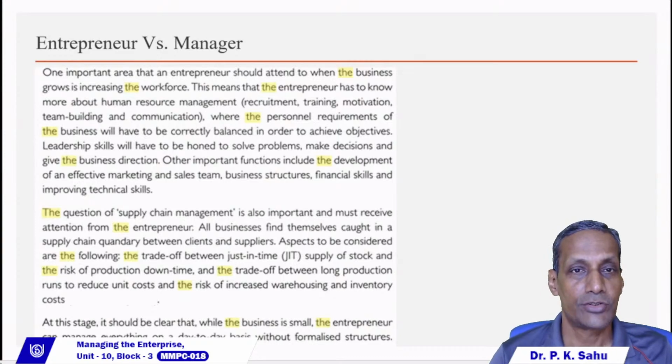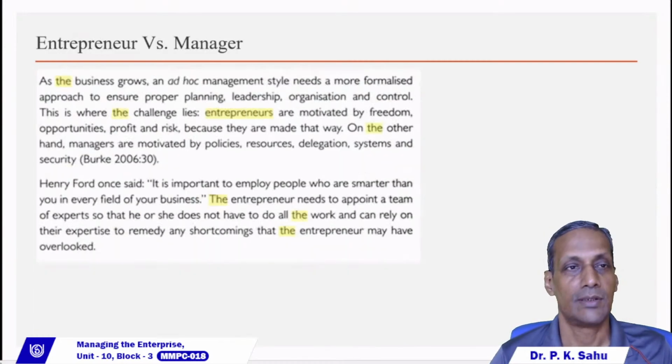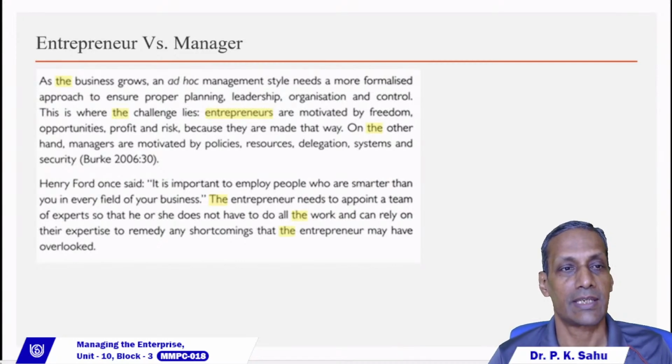At this stage, it should be clear that while the business is small, the entrepreneur can manage everything on a day-to-day basis without formalized structures. As the business grows, an ad hoc management style needs a more formalized approach to ensure proper planning, leadership, organization, and control. This is where the challenge is. Entrepreneurs are motivated by freedom, opportunities, profits, and risk because they are made that way. On the other hand, managers are motivated by policies, resources, delegation, systems, and security.